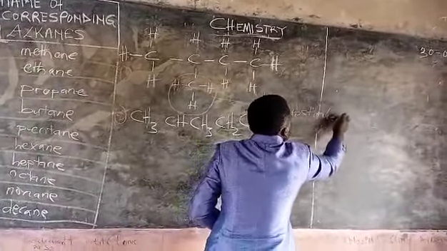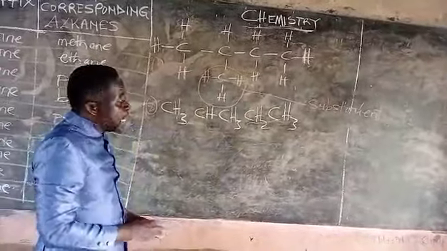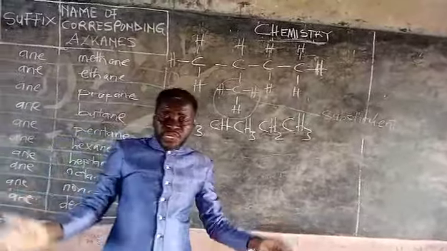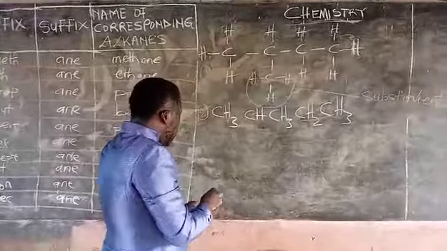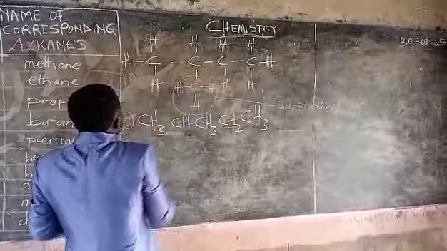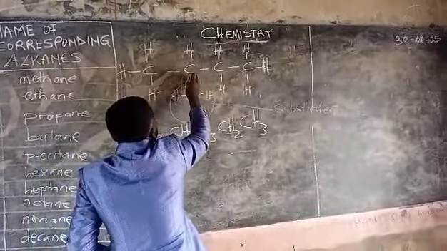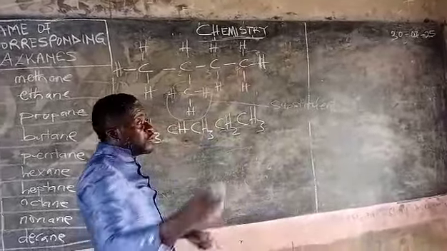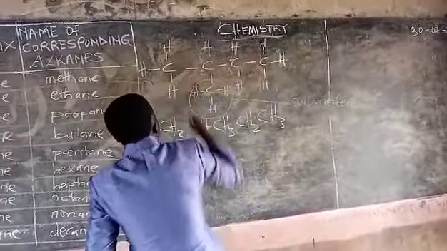Substituent. A substituent is a branch. When you liken it to the case of a tree, you have the main tree and you have the branch. So when you want to name this compound, you can start counting from left to right. So 1, numbering from left to right, 2, 3, 4. Then you number from right to left, 1, 2, 3, 4.